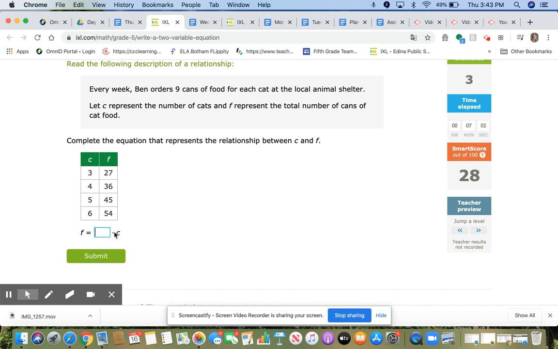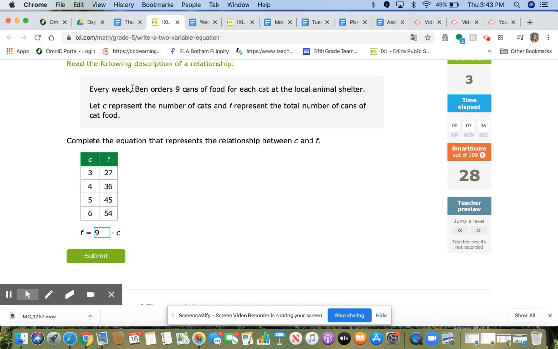Now here, whenever you see a little dot, that means multiplication. So I know in my rule here, I'm gonna be looking for a multiplication rule. So you can ask yourself, 3 times what is 27? 3 times 9 is 27. And let's check, is 4 times 9 36? 5 times 9 45? 6 times 9 54? Yes, indeed. So the total number of cans equals 9 times the number of cats.